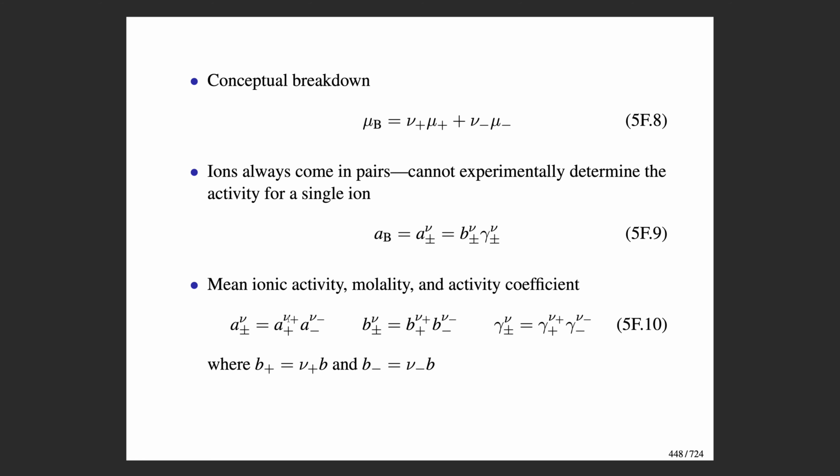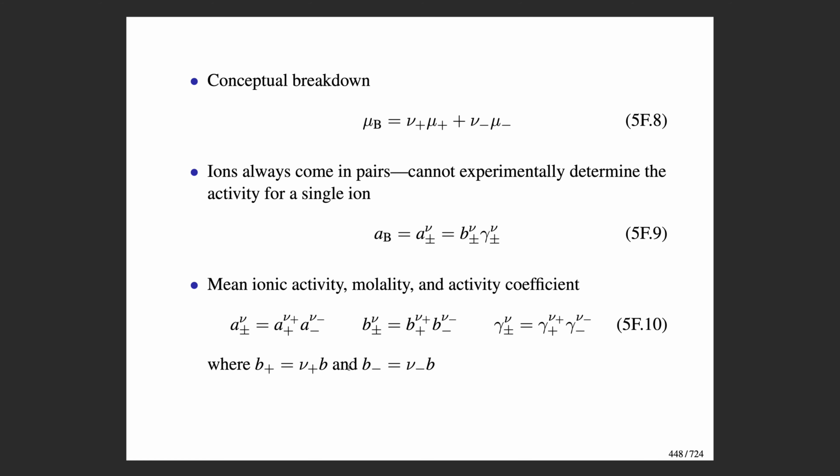Okay, now these aren't very practically useful, but they're useful conceptually. The mean ionic activity raised to the nu power is defined as a plus to the nu plus, a minus to the nu minus. Now again, you don't measure these things independently of one another. You can't measure a plus independently of a minus. That doesn't work. You can, however, measure the mean ionic activity. But we need these definitions in order for everything to be consistent.